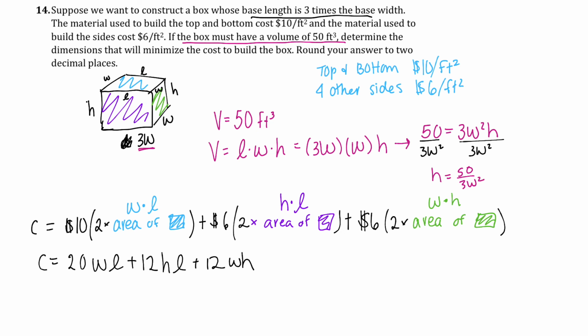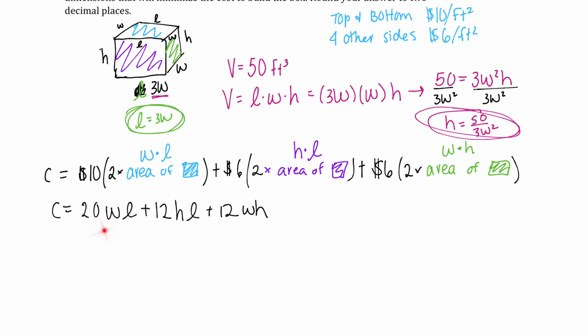So here are the substitutions. Length is equal to 3W, and H is equal to 50 over 3W squared. We're just going to make those substitutions down in our cost function that we are trying to minimize. So 20 times W, and then L is 3W, plus 12 times H, which is 50 over 3W squared.